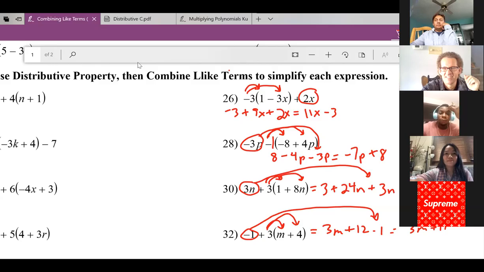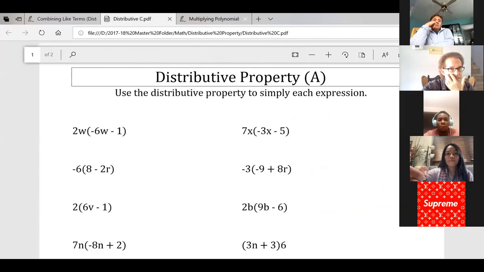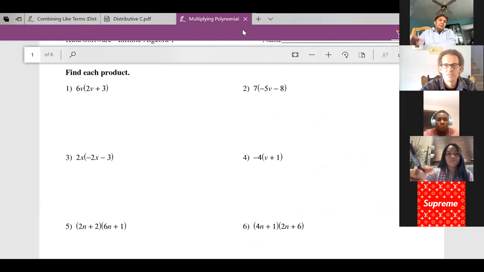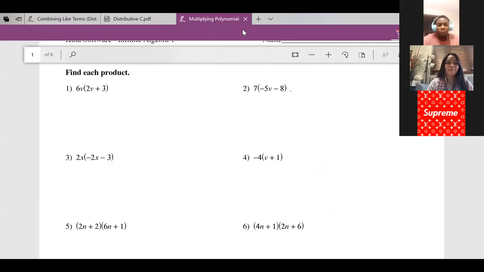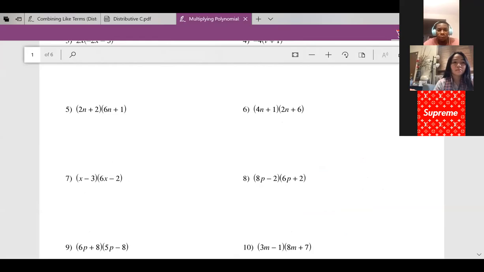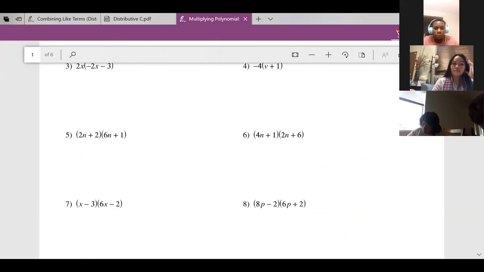Okay. All right. So this is today. Pull this over so I can see you. Is where you've got binomial times a binomial, or what we say multiplying polynomials, okay?